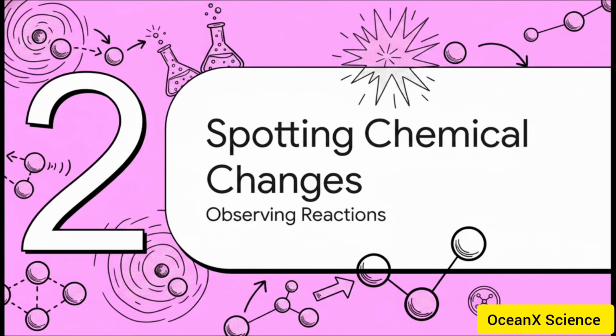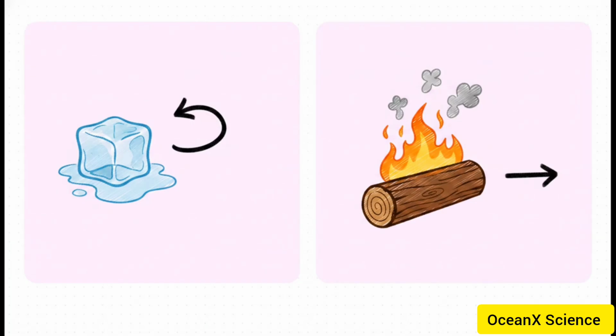Moving right along to section 2, spotting a chemical change. So how exactly do we know when these molecules actually rearrange to form something new? Well, we have to differentiate between physical and chemical changes. A physical change is temporary, like melting ice into water. It's still H2O, just in a different state. But a chemical change alters the fundamental composition permanently.